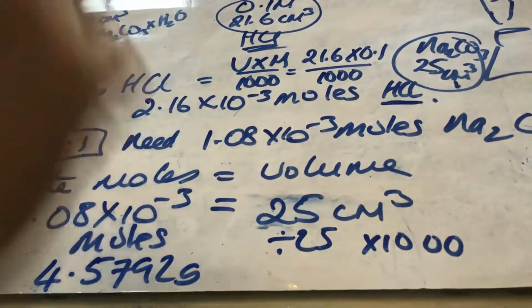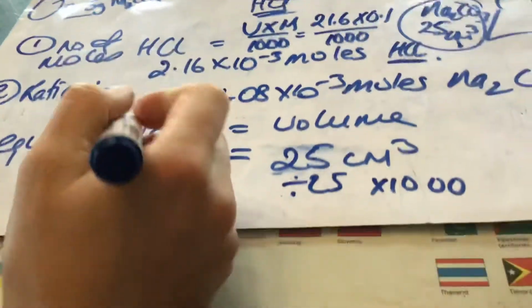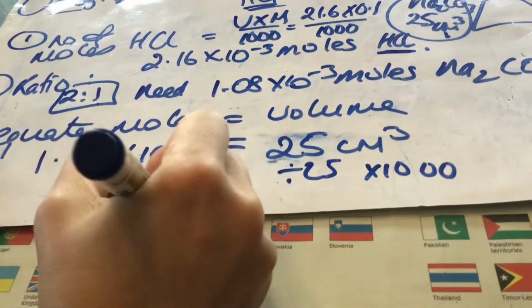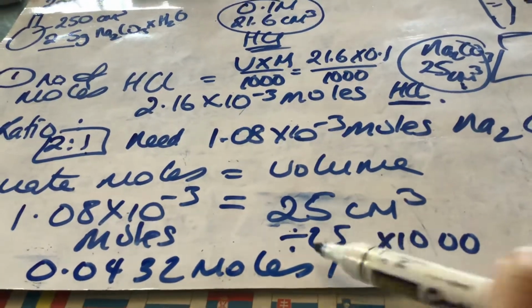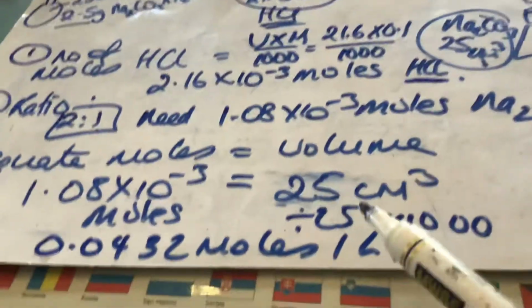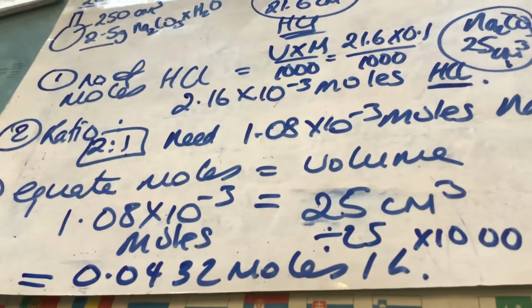Moles. I'm on moles first. Sorry, I skipped a step there. So when you do that, you get 0.0432 moles per litre. Now, if you don't want to divide by 25, multiply by 1,000, you can alternatively, of course, multiply by 40 to bring the 25 to a litre, to 1,000 cubic centimetres. So that's moles per litre.